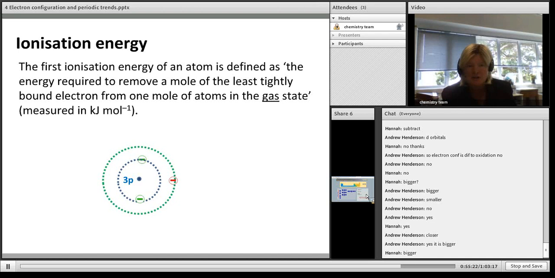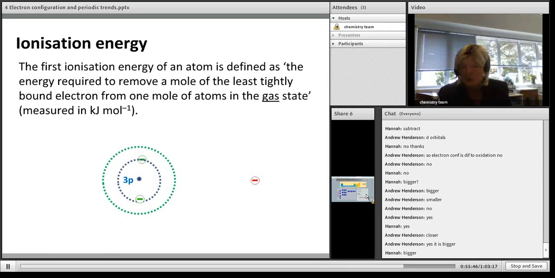So in the last 4 minutes, we're going to just whiz through it. This is the definition of an ionization energy. Remember, it was the energy needed to remove 1 mole of electrons from 1 mole of atoms in the gaseous state or in the gas state. So it's in kilojoules per mole. Kilojoules is the energy term, per mole is for 1 mole.